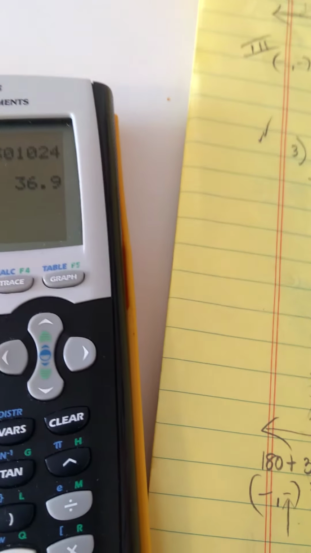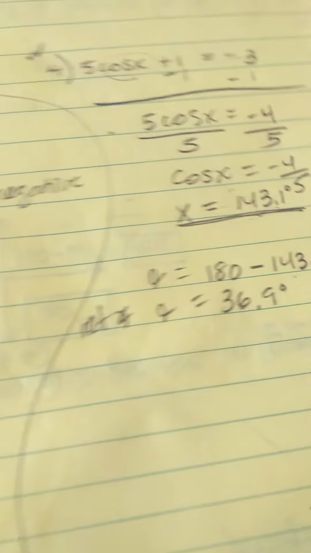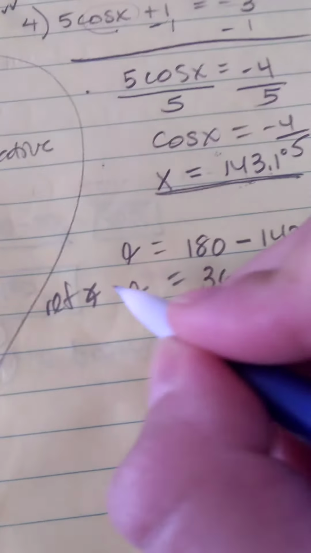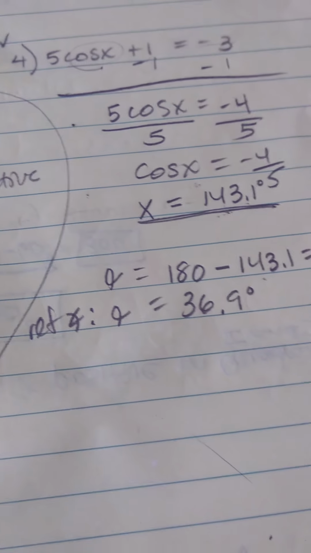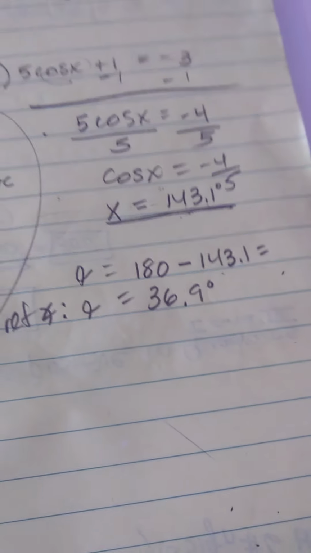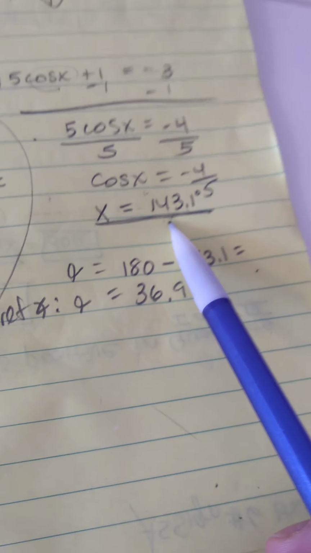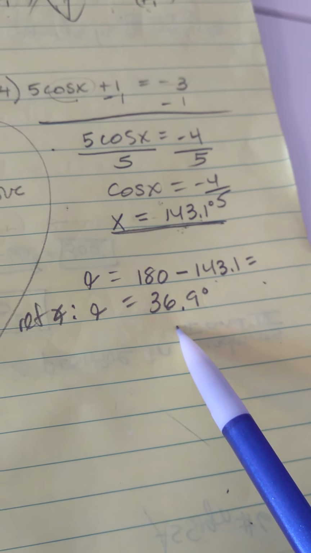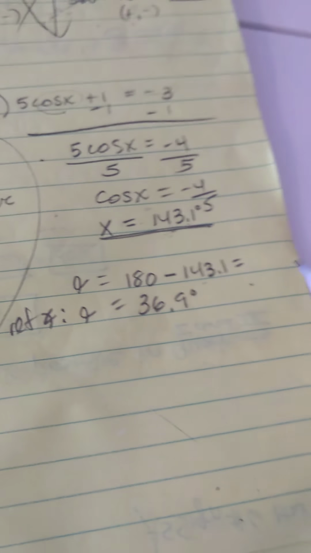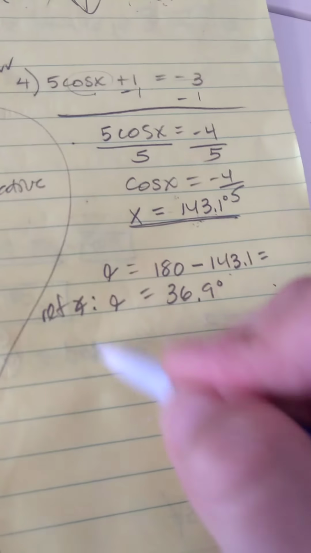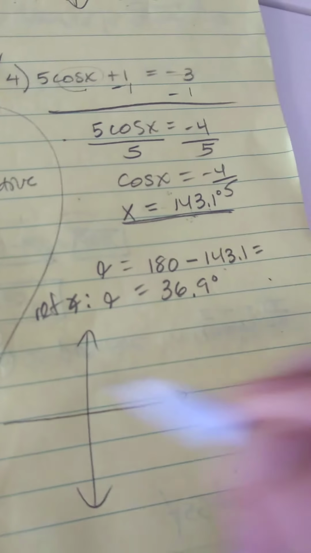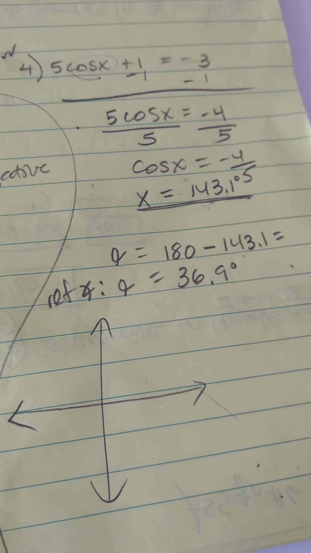So your reference angle is 36.9 degrees. So we're getting to the point where the problems are working out that you're not getting the information right away. So if you're not getting a positive acute angle first, you have to go and find it. So you had an extra step in this problem. Great. All right, so now you've got to figure out the quadrants you're working in.